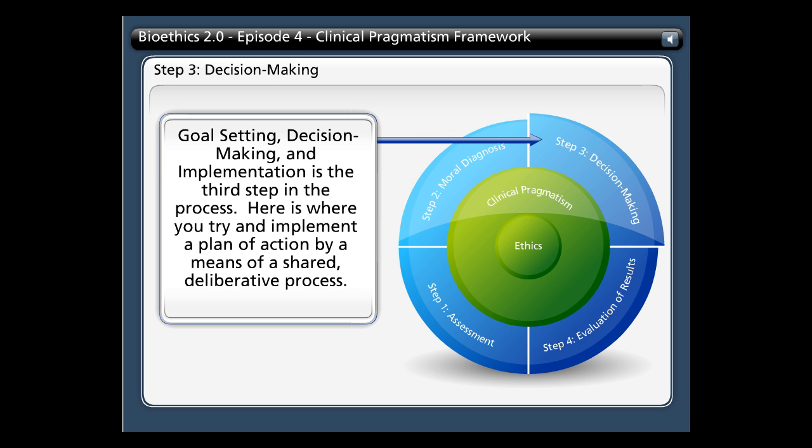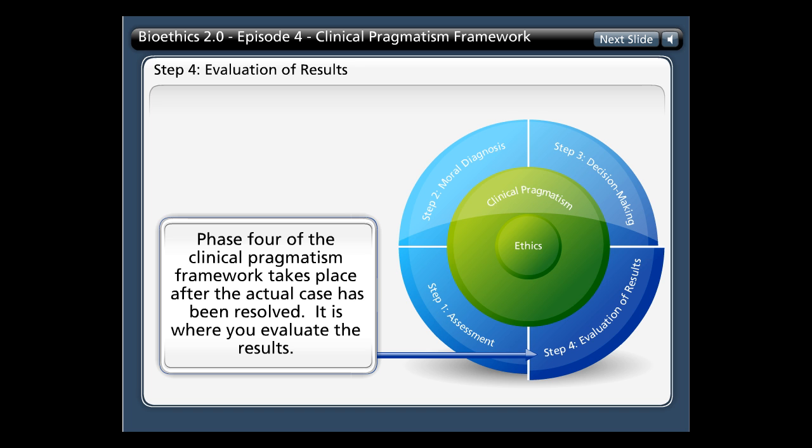Phase 3 of the Clinical Pragmatism Framework is where you set goals, where you engage in shared decision-making, where you try and implement a plan of action by means of a shared deliberative process. Phase 4 of the Clinical Pragmatism Framework takes place after the actual case has been resolved. It is where you evaluate your results. We will discuss each of these steps in greater detail.